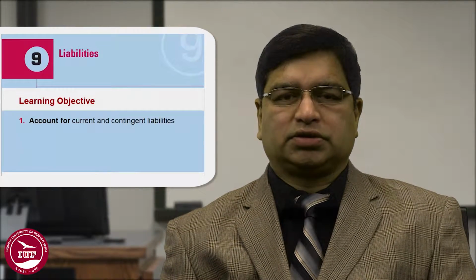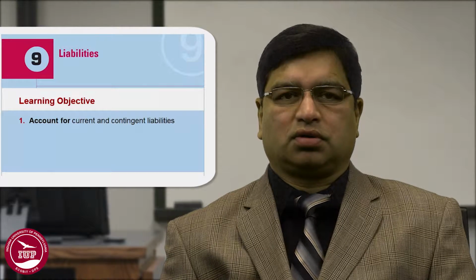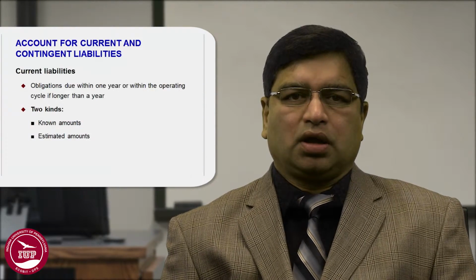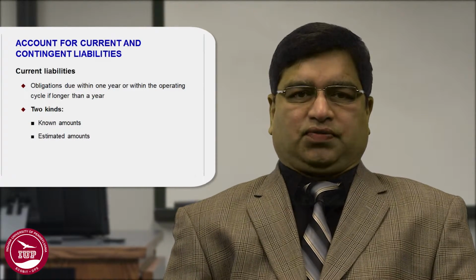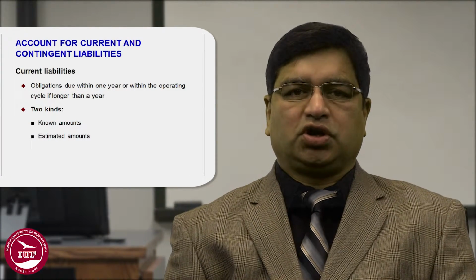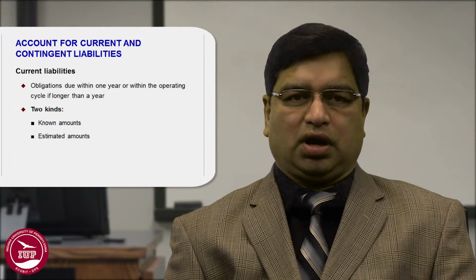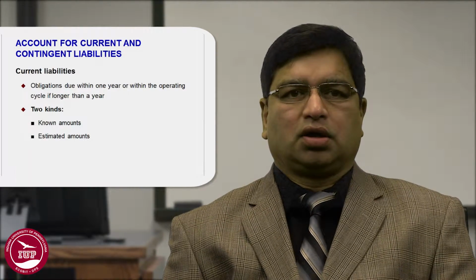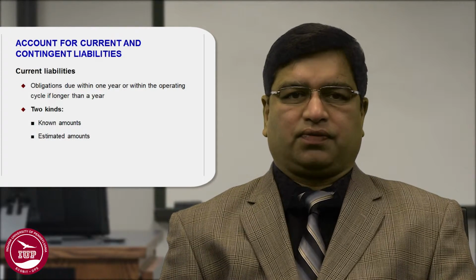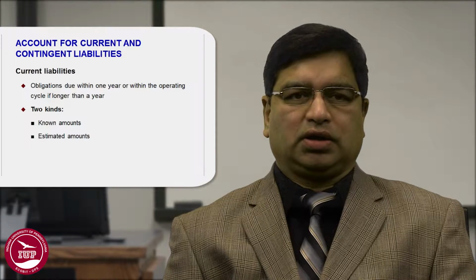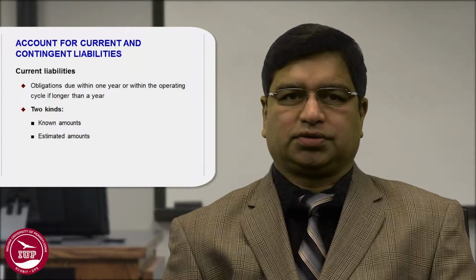Today we'll be talking about current liabilities and how to account for the current liabilities in the balance sheet. What are current liabilities? First of all, these are obligations which are due within 1 year or within the operating cycle if longer than a year. Your liabilities which you have to pay off can be a known amount or it might be an estimated amount.